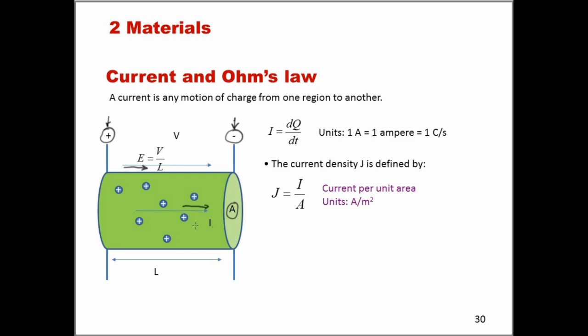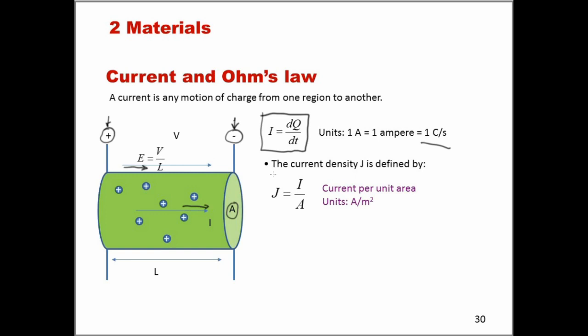We can define the current flowing through this piece of material as I equal the amount of charge flowing through the cross-section A over the amount of time that it took for that amount of charge to go through, so dq over dt. The unit is the ampere, and given this definition the ampere is equivalent to 1 coulomb per second.